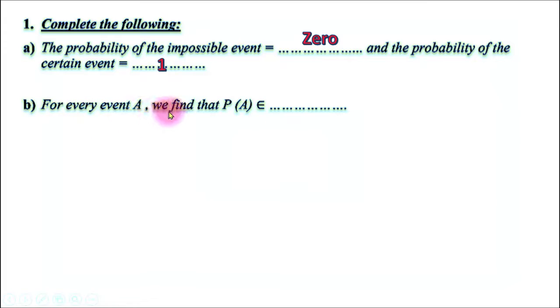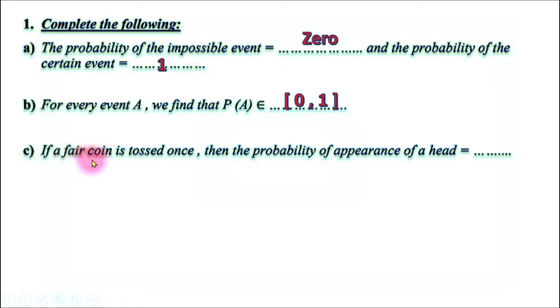Example number 1, complete the following. A: The probability of an impossible event equals 0 and the probability of a certain event equals 1. B: For every event A, we find that P(A) belongs to the closed interval from 0 to 1. C: If a pair coin is tossed once, then the probability of appearance of head, we have only one head over the total number of outcomes, 2, head or tail, then the probability equals 1 over 2.